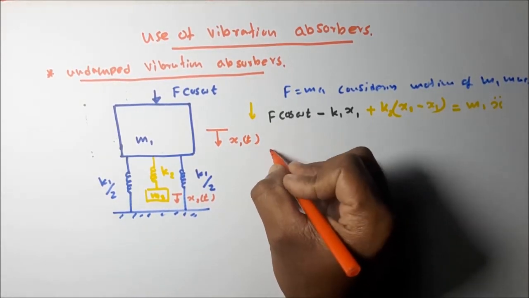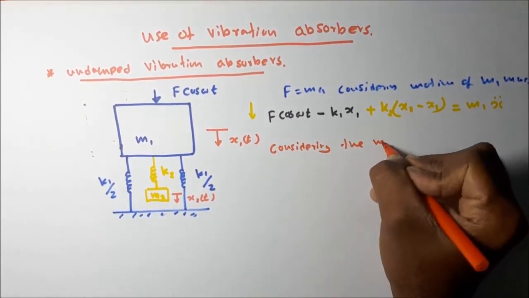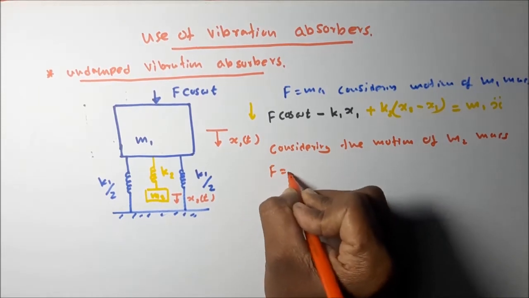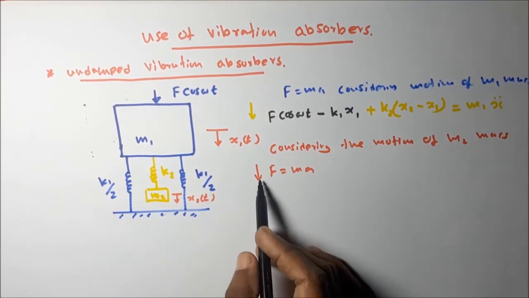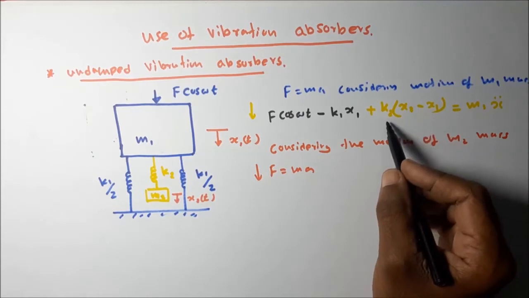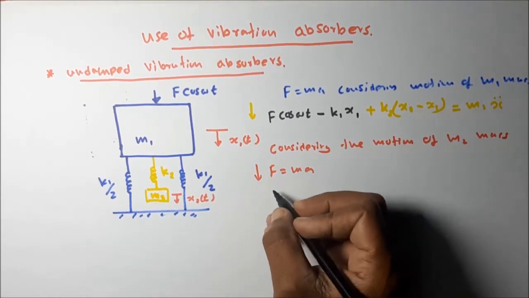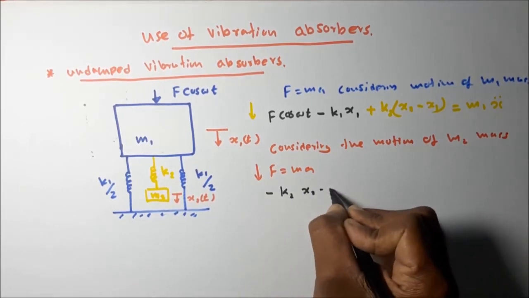Consider the motion of m2 mass. I am going to apply F equal to ma in the downward direction. So what are the forces acting on the m2 mass? Applying in the downward direction, earlier we discussed the amount of the stretch, so in the downward direction that is minus k2 (x2 minus x1).